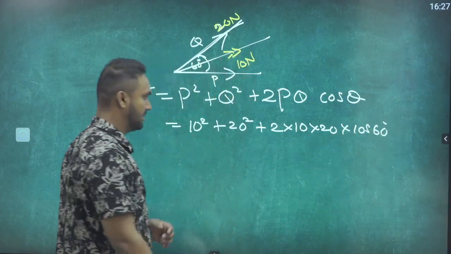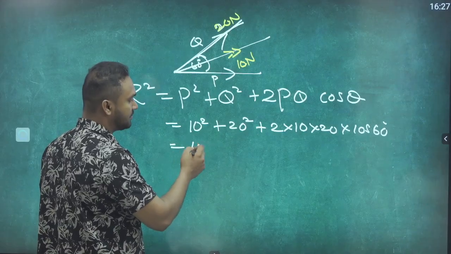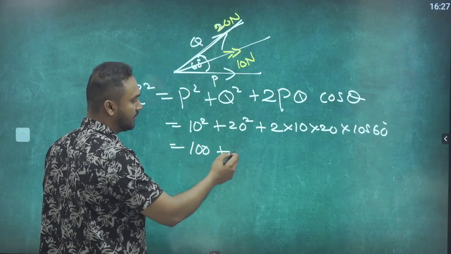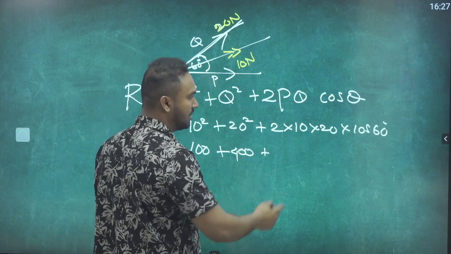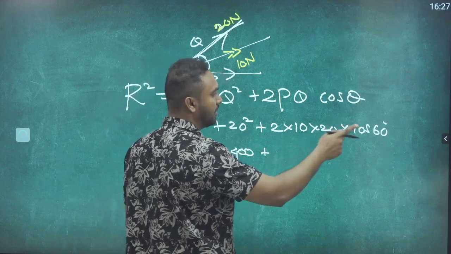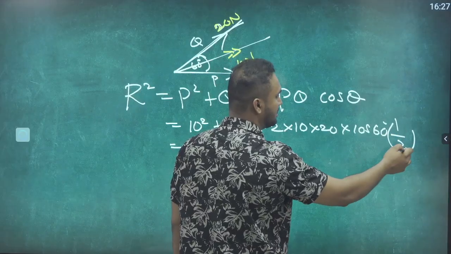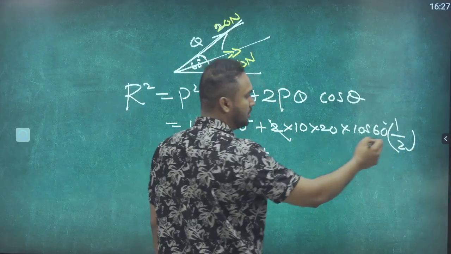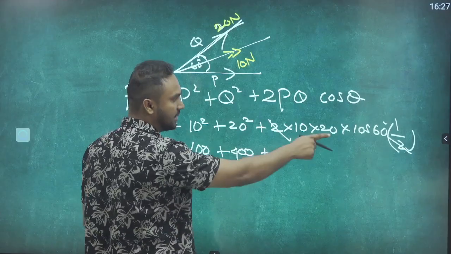Which is half, yes. So now you have to simplify this. 10 square is 100, 20 square is 400 plus 2 into 10 into 20 cos 60, which is half, right? So if I simplify it here, cos 60 is half. So 2 and 2 cancel out here. And 10 into 20 is what?